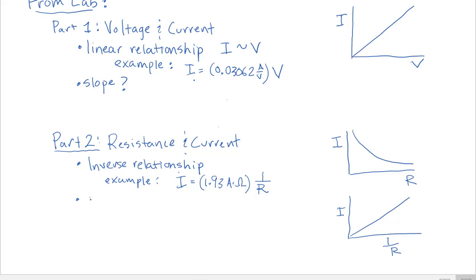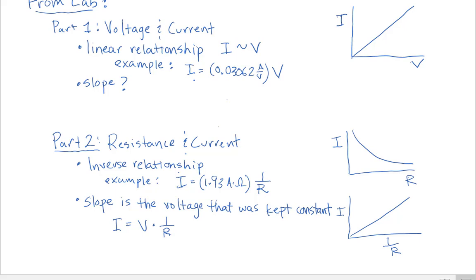The slope, when you talk about the slope meaning, the slope should be or is the voltage that was kept constant. Running out of room there. It's this voltage that was kept constant. So if instead of that number we put voltage, we would get I is equal to V times 1 over R. So we're taking our 3 major variables and finding a way to relate them to each other.